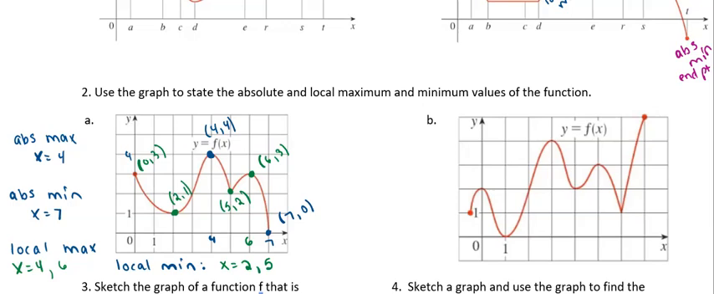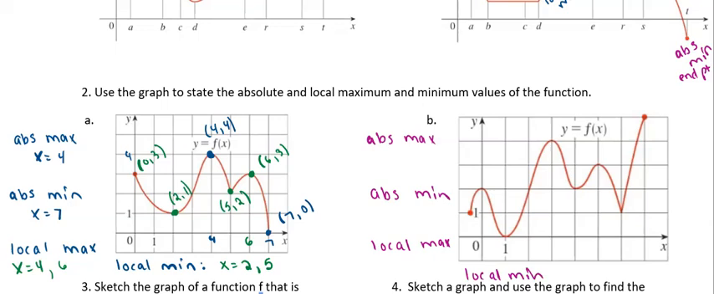Let's try part B. So we need an absolute max. We need an absolute min. We need a local max. And we need a local min. All right, let's start at the top.